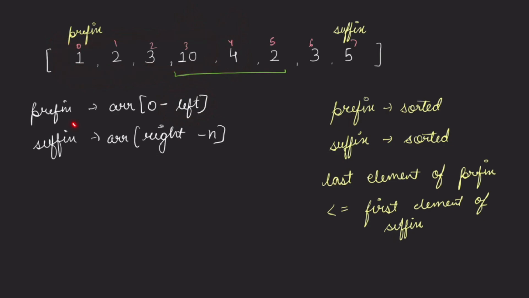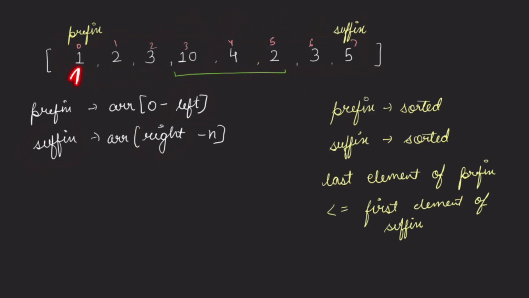Similarly, for the suffix, only this much part can be valid, meaning our right will always lie within this range. It can be either 2, 3 or 5. It cannot be 4. Why? Because if you consider this as the right, then this array is not sorted. So what will be the initial values of our left and right?